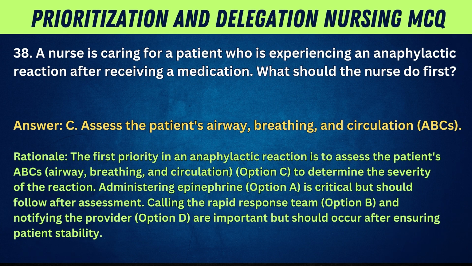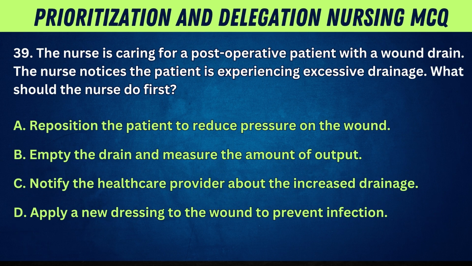Answer. C. Assess the patient's airway, breathing, and circulation, ABCs. Rationale. The first priority in an anaphylactic reaction is to assess the patient's ABCs, airway, breathing, and circulation, option C, to determine the severity of the reaction. Administering epinephrine, option A, is critical but should follow after assessment. Calling the rapid response team, option B, and notifying the provider, option D, are important but should occur after ensuring patient stability.